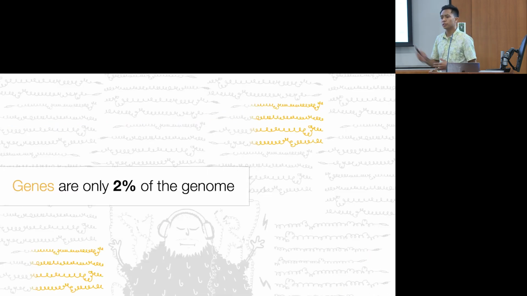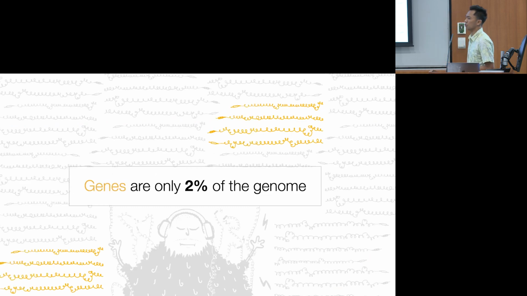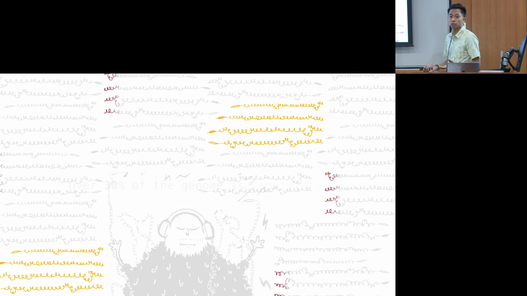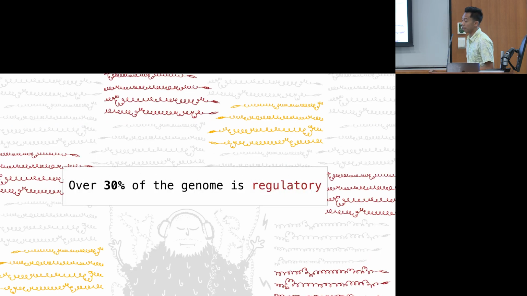What else do we know about the genome? Well, we know that genes are only 2% of the genome, and one might ask, what is the other 98% doing? And a lot of work in the field has shown that over 30% of the genome is regulatory. But what exactly do I mean by that?